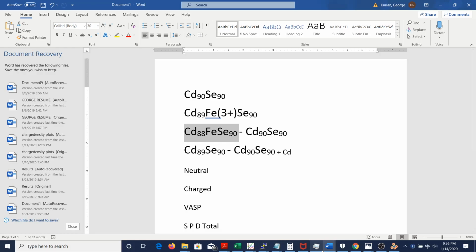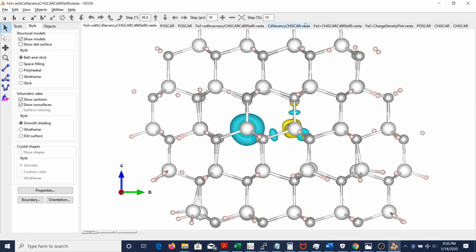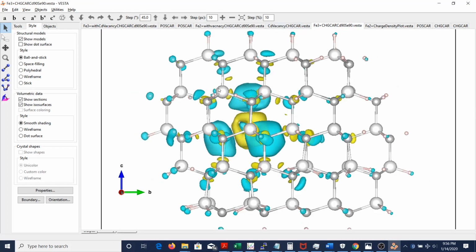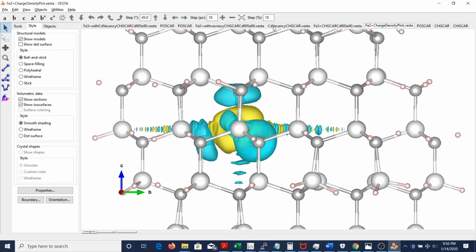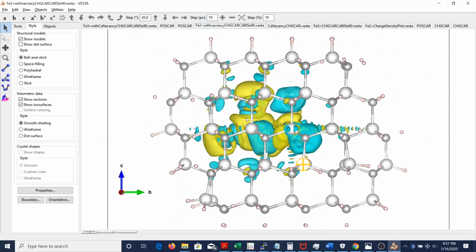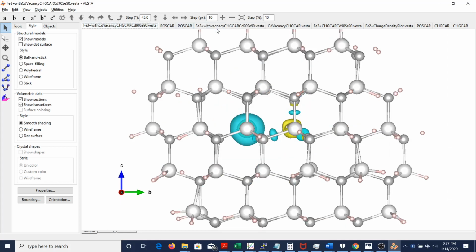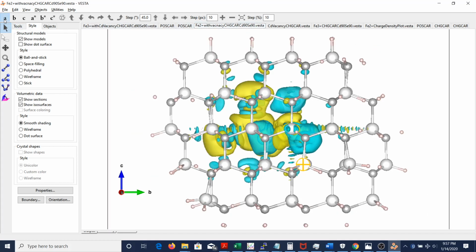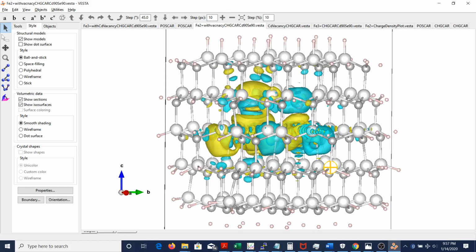To do that, I had compared the charge density plots. I showed you the charge density plot for Fe3+ without the vacancy, Fe2+ without the vacancy, the neutral cadmium vacancy, and the Fe and the cadmium vacancy for the neutral cadmium selenide, and then we have the charged one. So in the case of the neutral one, which is the point of discussion, I used the charge distribution to state that this is Fe3+ and the cadmium vacancy.